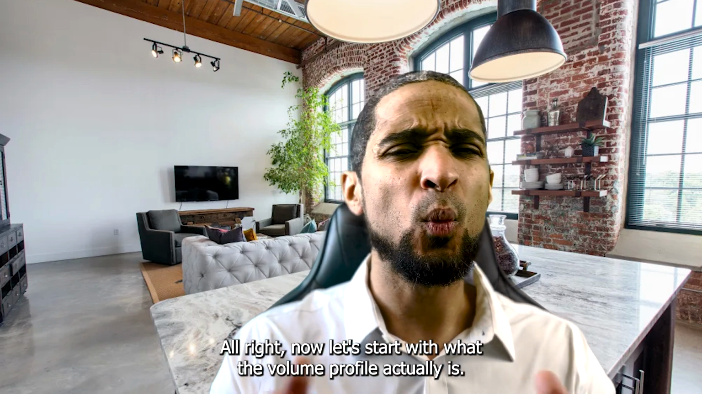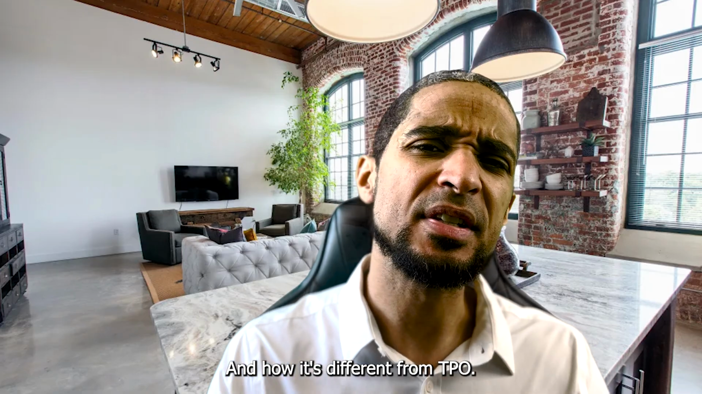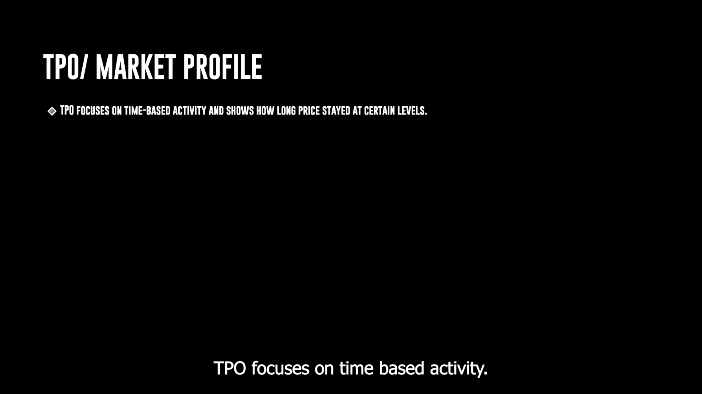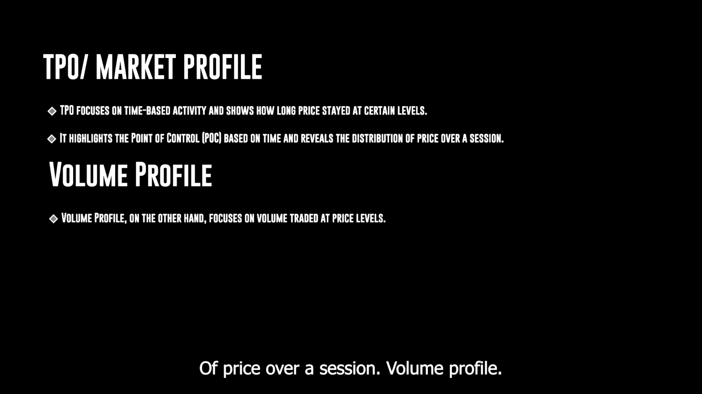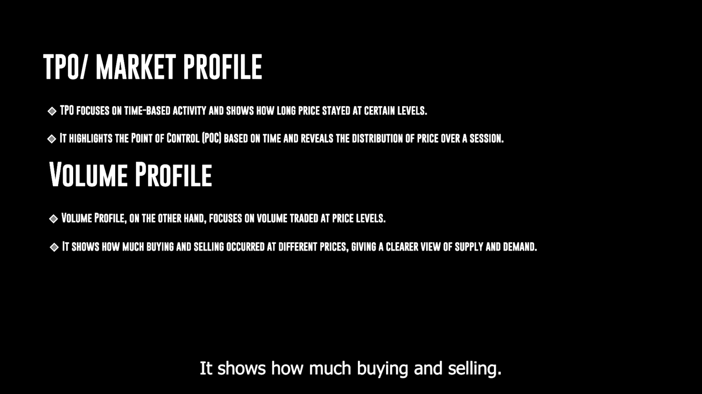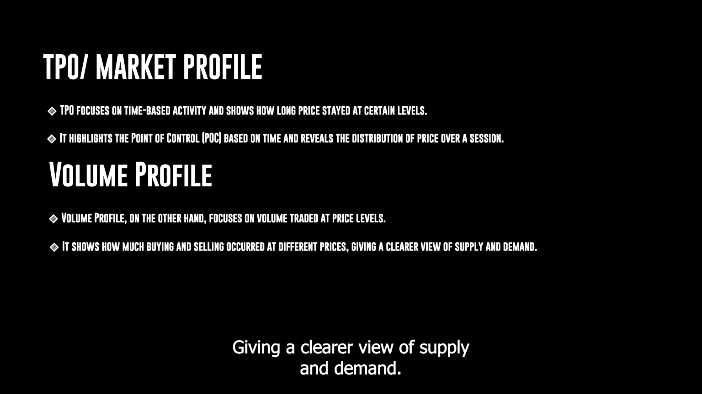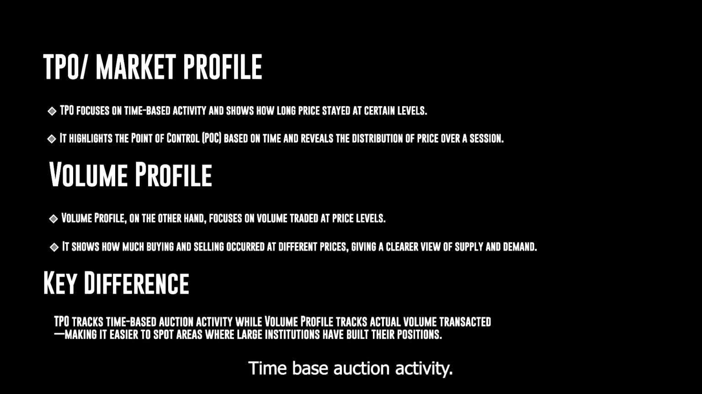All right, now let's start with what the volume profile actually is and how it's different from TPO. TPO focuses on time-based activity and showed how long price stayed at certain levels. It highlights the point of control based on time and reveals the distribution of price over a session. Volume profile, on the other hand, focuses on volume traded at price levels. It shows how much buying and selling occurred at different prices, giving a clearer view of supply and demand. So TPO tracks time-based auction activity, while volume profile tracks actual volume transacted, making it easier to spot areas where large institutions have built their positions.